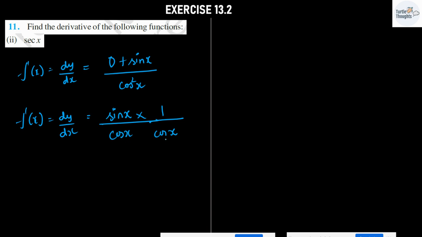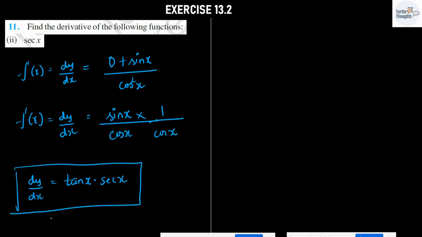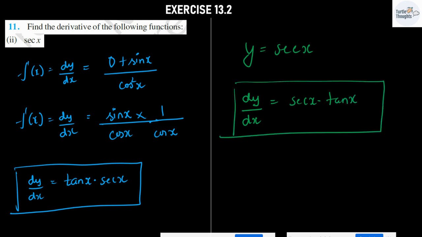Cos square x can be written as cos x multiplied by cos x. Now dy by dx is going to be equal to sine divided by cos, which can be written as tan x, and 1 over cos x can be written as secant x. So finally you will be getting the answer. If y is equal to secant x, then the differential of y with respect to x is either tan x secant x, or you can write secant x tan x as well. Both are one and the same.